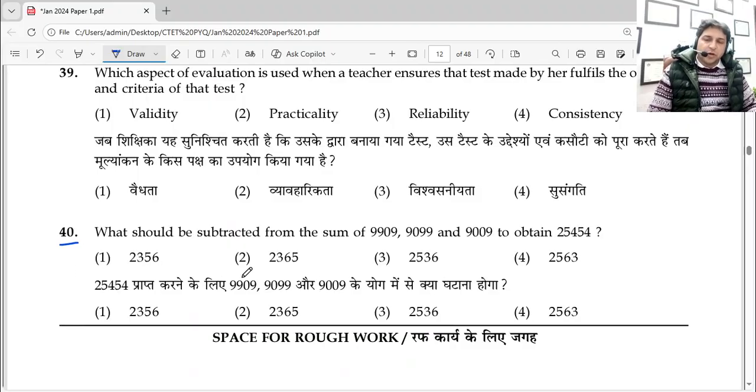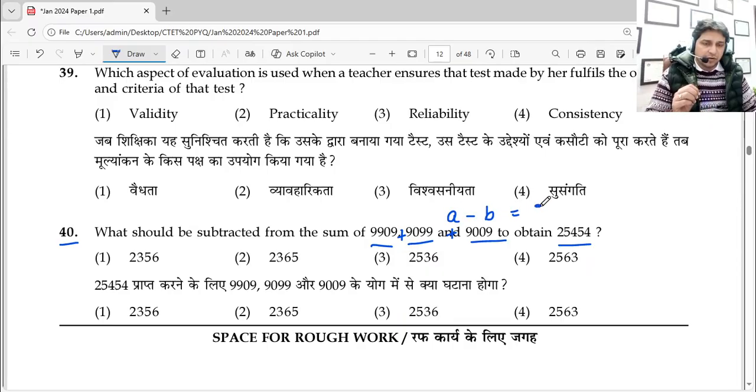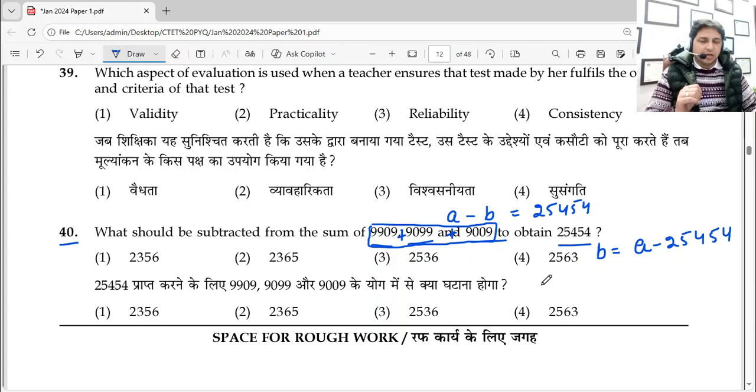Question number 40. What should be subtracted from the sum of 9909 plus 9099 plus 9009 to obtain 25454? Now see, if I add all of them, and I'm going to subtract something from here, let's say the sum total, I'm not calculating it, is A, I need to subtract B, and the answer I'm going to get is 25454. A is the sum of all these 3 numbers and B is the number which I have to subtract. So if I bring 25454 to the left hand side, my value of B will become A minus 25454. Now see a shortcut to do it.